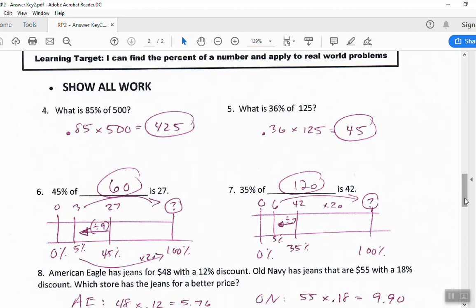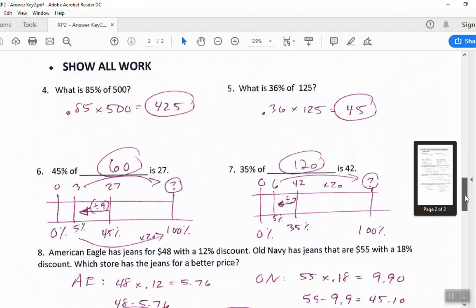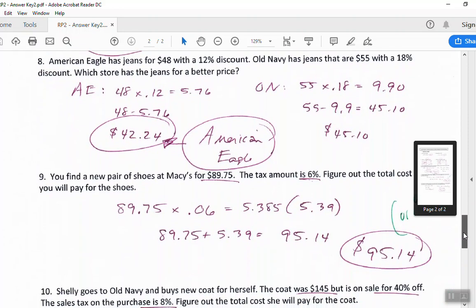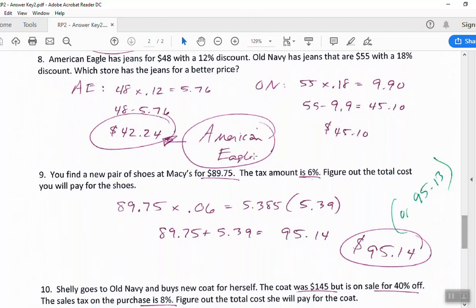That was that one. The key on this learning target was showing your work, folks. I saw some that didn't really show much work. Hard to give you credit when you don't show your process. Number 8, you're comparing 2 stores. American Eagle with prices and a discount. Old Navy with this price and that discount. So you're trying to figure out which one has the better price.